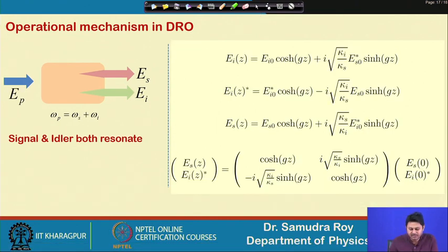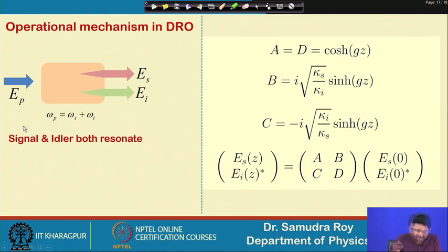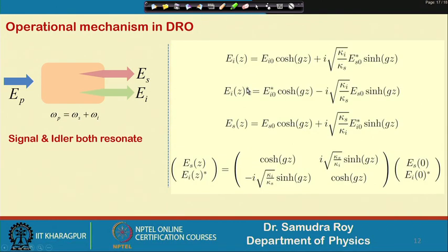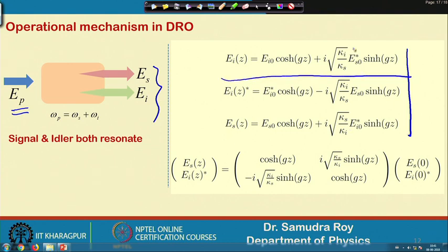The summarized calculations suggest that if I launch E_p inside the system, then what happens? We will have the evolution of E_s and E_i. The solution for E_s and E_i is written in this form. If you see carefully, we will find that E_i is related to E_s star and E_s is related to E_i star. So I can make E_i star so that I will get this E_i star here.